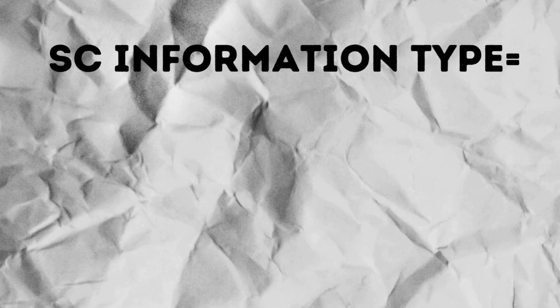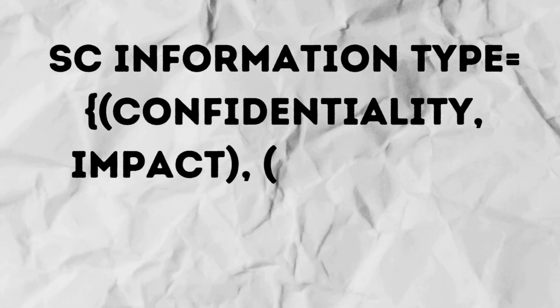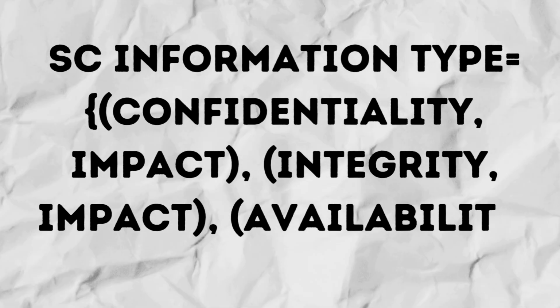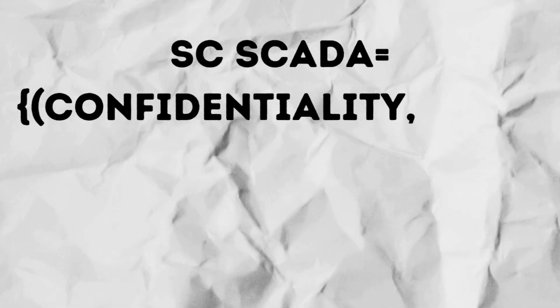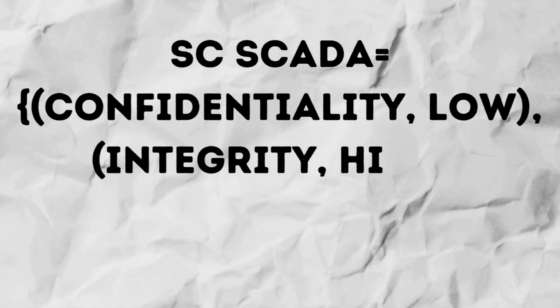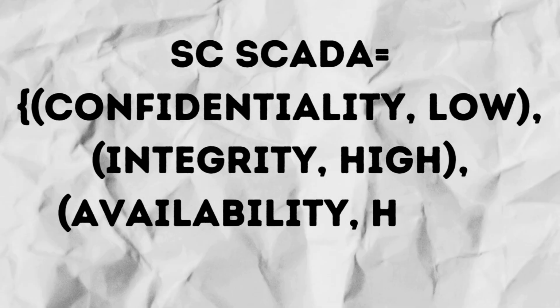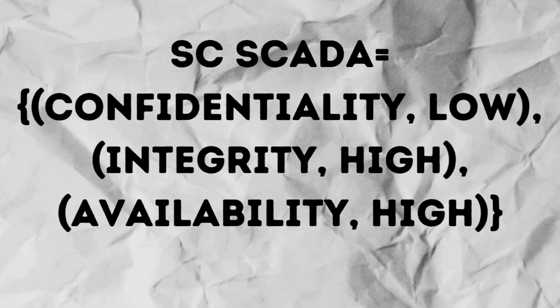The security categorization formula goes as follows: security categorization, information type, confidentiality impact, integrity impact, and availability impact. It may look as such: security categorization, SCADA system, equals confidentiality low, integrity high, and availability high. If we use the high watermark method, the information system is going to be categorized as high.